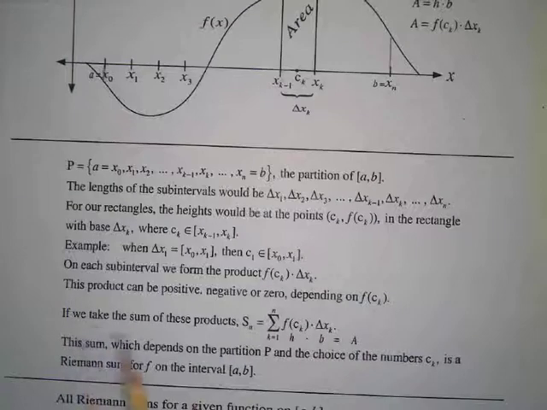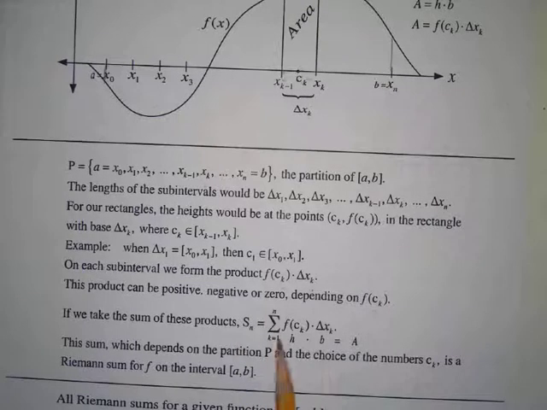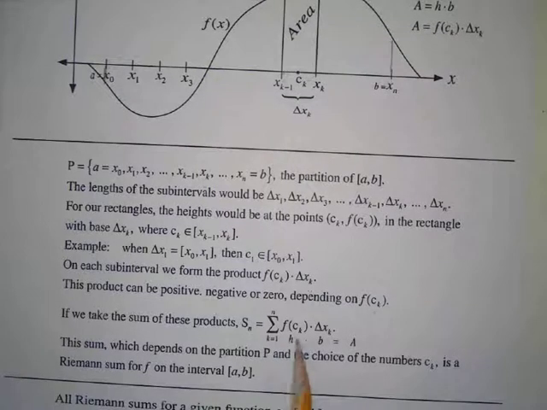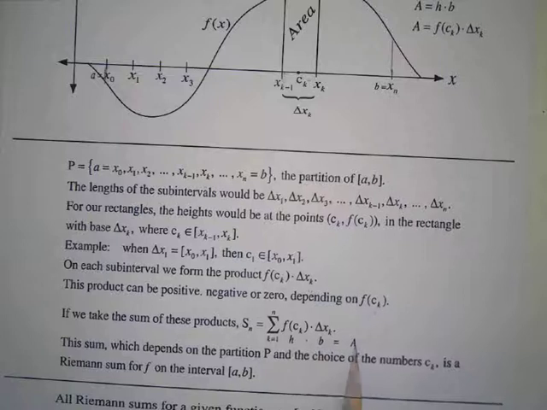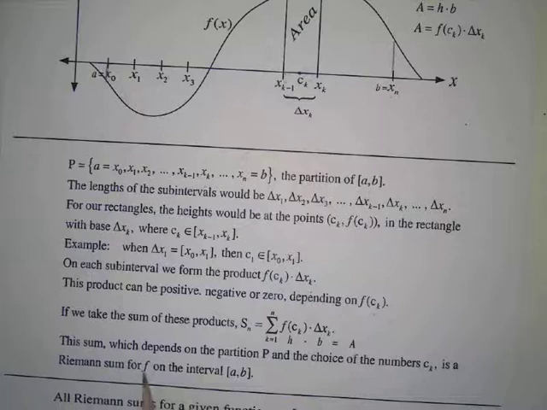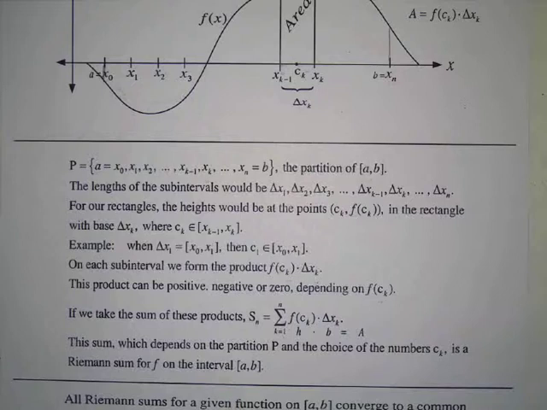And if we take the sum of these products, we'll use the summation notation. This is going to be the sum of all these rectangles. These are all the heights, and these are all the bases, and that equals the area. The sum, which depends on the partition and the choice of the numbers C sub k, is called a Riemann sum for the function on the interval AB. That's very important. So that's a Riemann sum. Hope that makes sense. We'll try to cover one more little portion here.